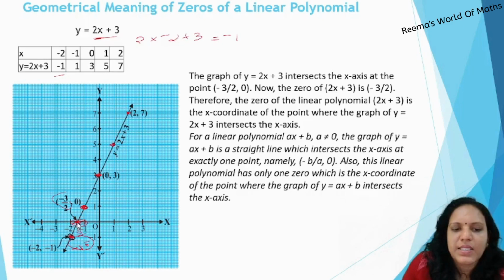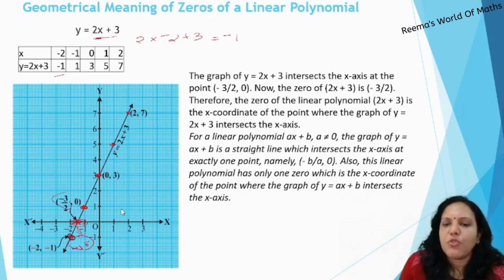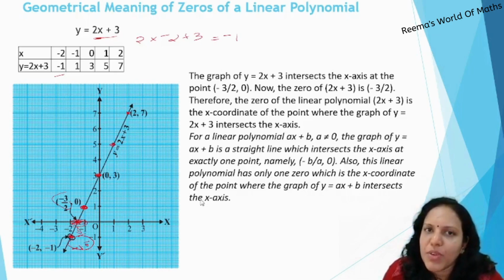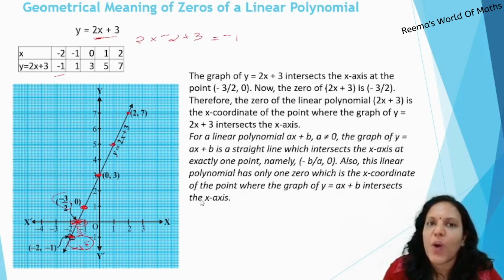We can see this line is exactly intersecting at this one point between minus 1 and minus 2, which is minus 1.5, and the fractional form of minus 1.5 is minus 3 by 2. In fact, for a linear polynomial ax plus b where a is not equal to 0, the graph of y equal to ax plus b is a straight line. So the graph of a linear polynomial is always a straight line and it intersects the x-axis at exactly one point.